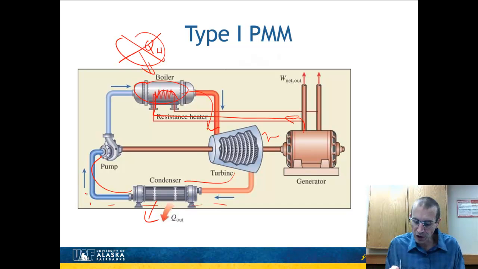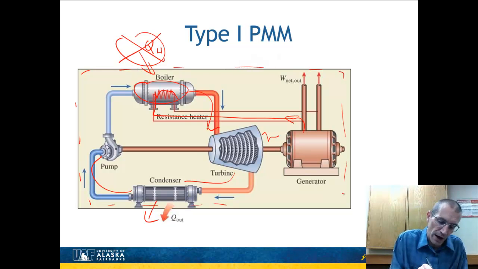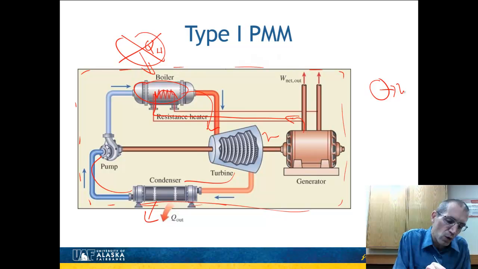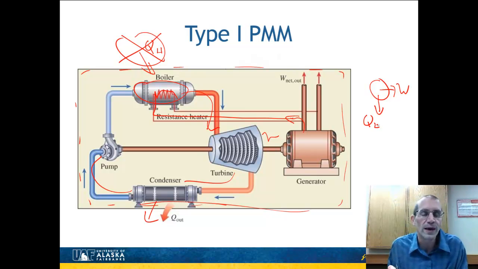Well, if you do an energy balance across this, a first law energy balance, we realize that it's generating work and it's dumping Q out, but there are no arrows going into it. And we know that this cannot operate on a cycle. From the first law of thermodynamics, we realize this cannot exist. Therefore, it's called a type 1 because it's violating the first law of thermodynamics.